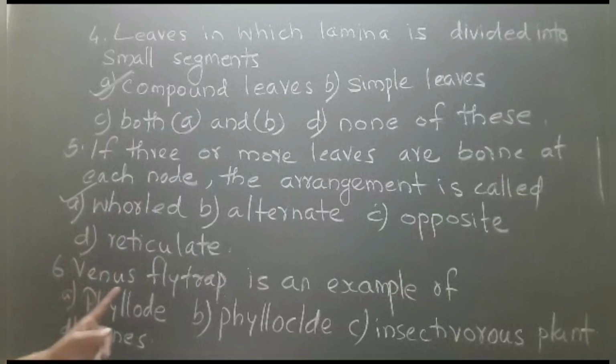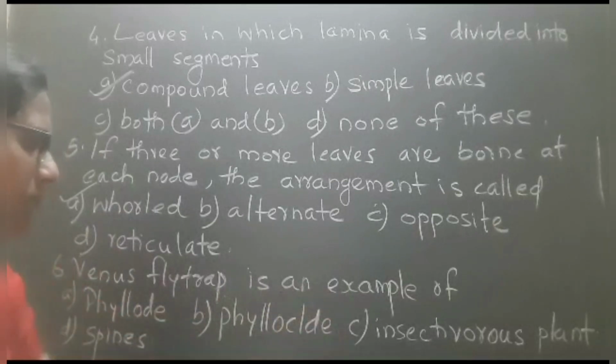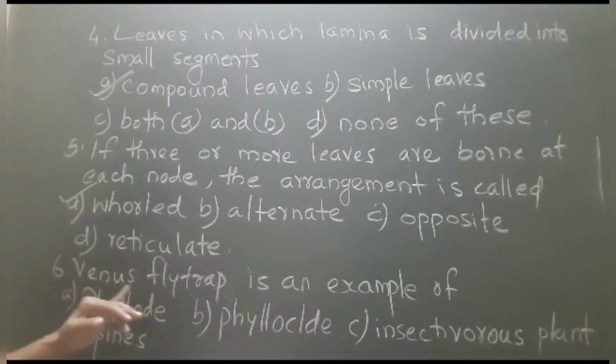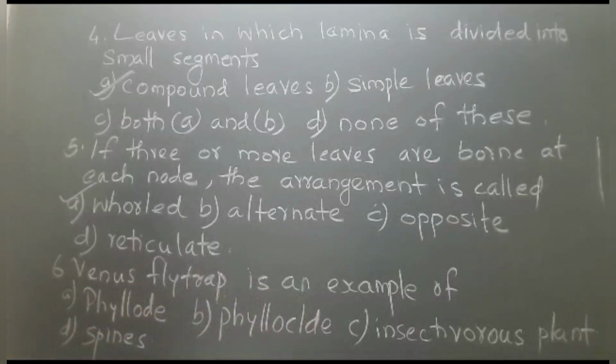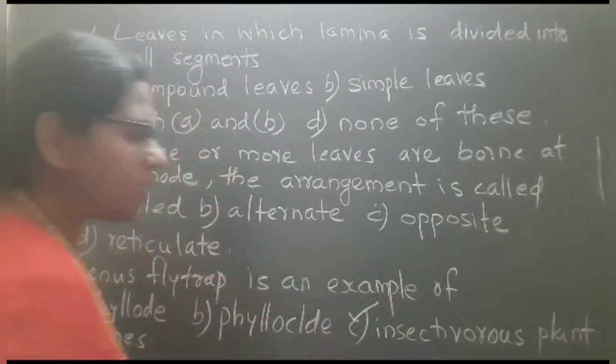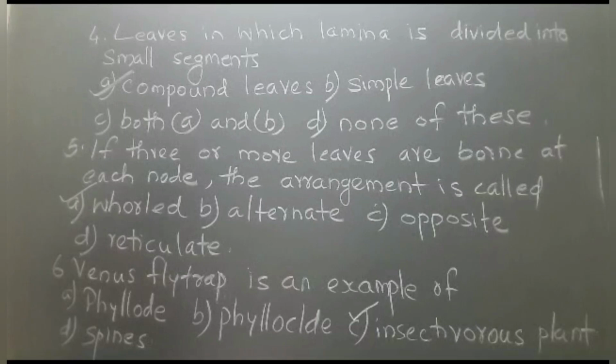Then sixth one, Venus flytrap is an example of. We already learned that Venus flytrap is an example of insectivorous plant. So option C, insectivorous plant, is the correct answer. So these are the tick the correct answer. All 6 we have done.